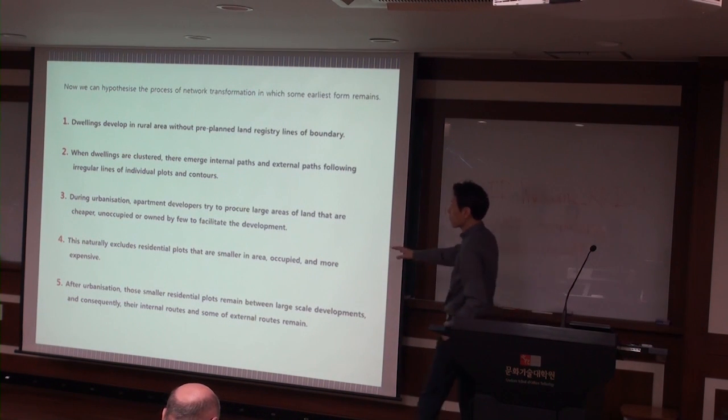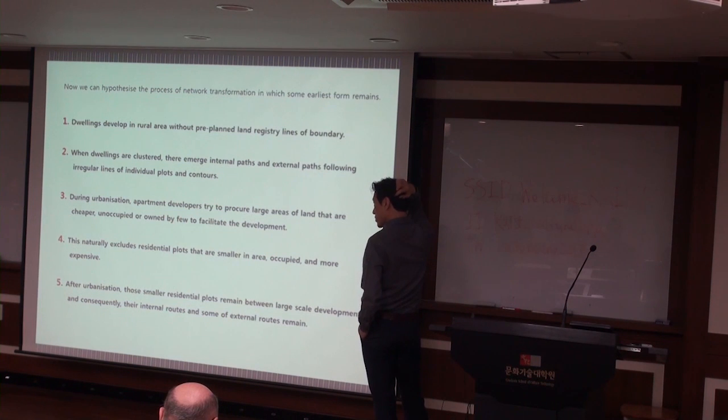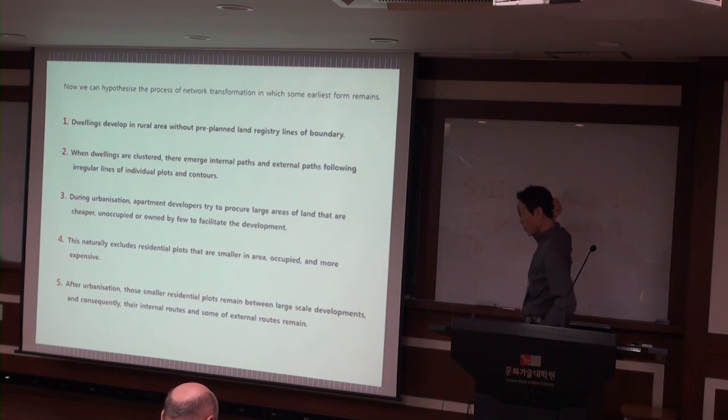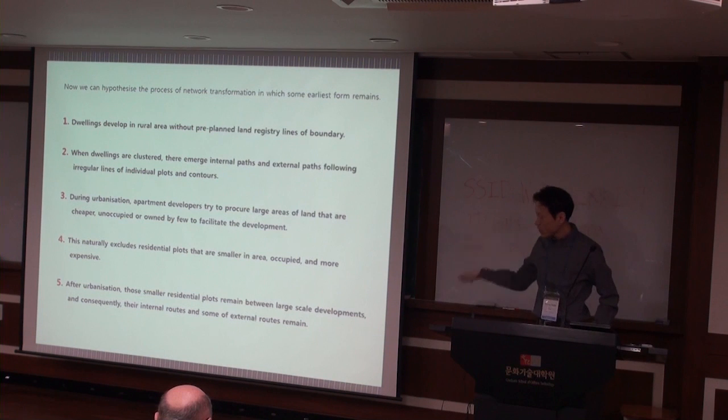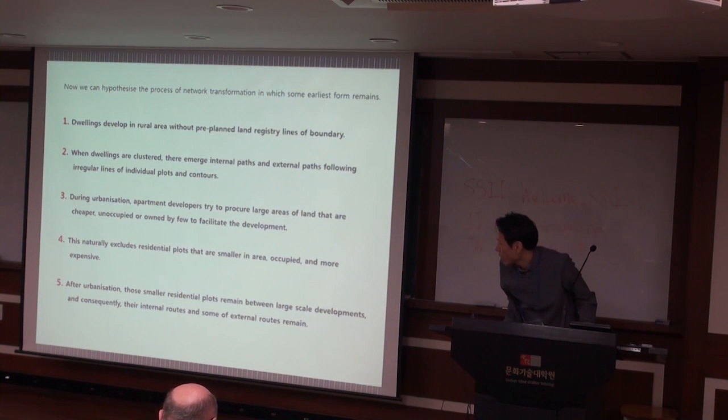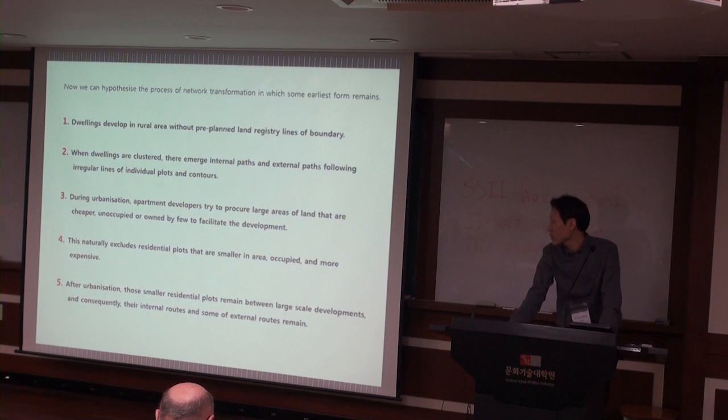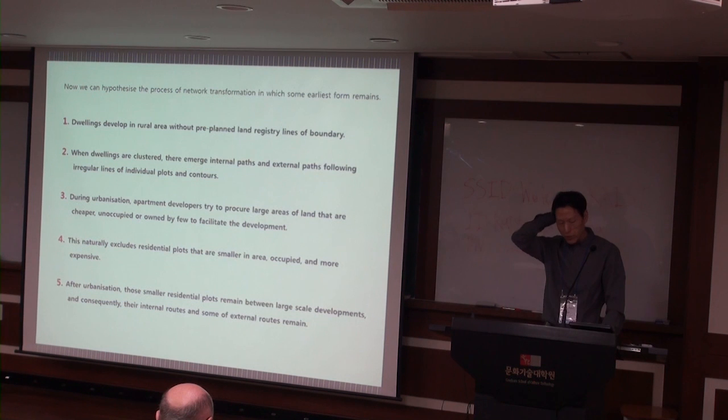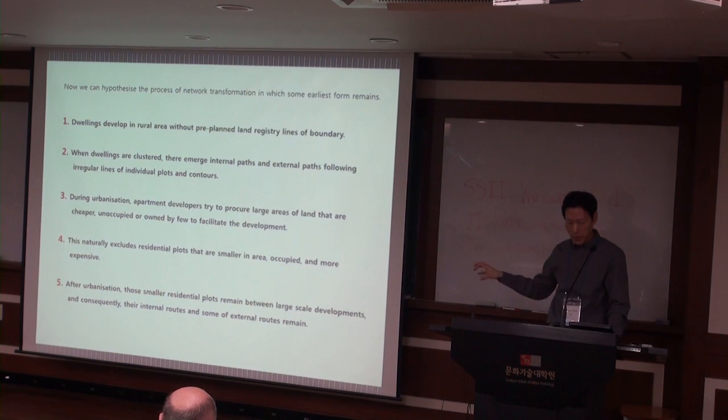So at the fourth phase, this naturally excludes residential plots that are smaller in area, occupied, and more expensive. At the final phase, after the urbanization, those smaller residential plots remain between large-scale developments. And consequently, their internal routes and some of external routes remain. So that's the hypothesis I made, but this is a working project for me, so I try to acquire more evidence and data from the local government to confirm what I observed.